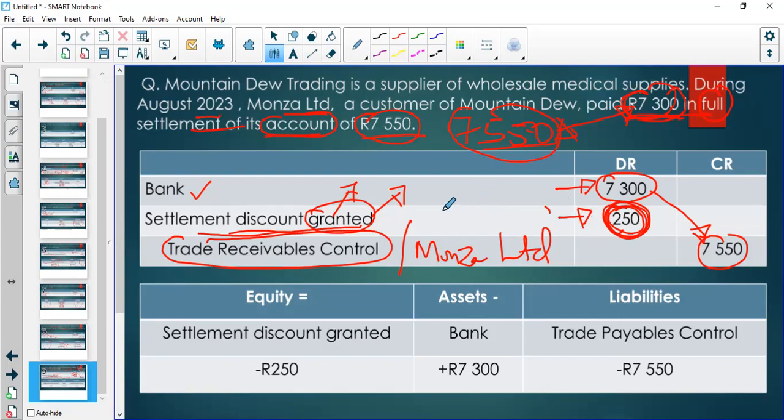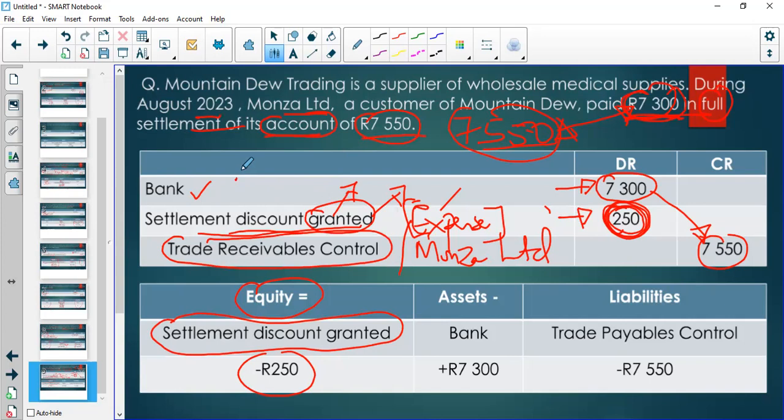All right. So you can think of it as an expense, or it has an expense effect on equity. Right. So when it comes to equity, we know that we have reduced the income we were supposed to get by minus 250 as a result of the settlement discount granted. So I repeat that the settlement discount granted is the difference between what we allowed a customer to pay in full settlement and the full amount that was owed.